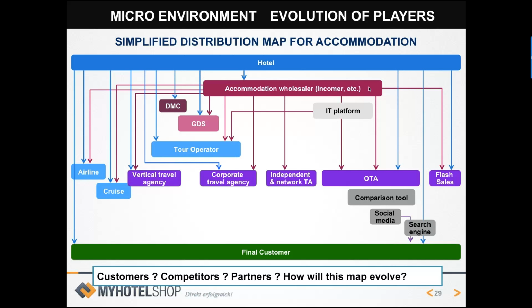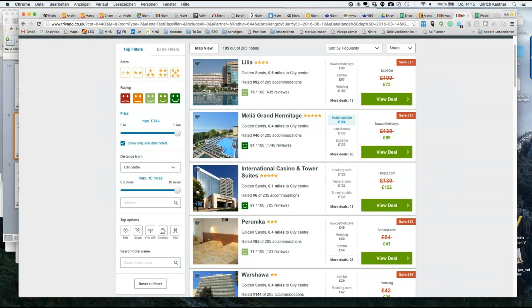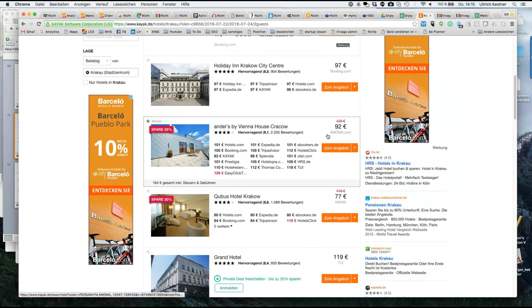So now we have a lot of hotels that are approaching us, and the first thing they want to know is who's behind these platforms. So if you go back to, for example, Trivago and you say, okay, low-cost holiday, or like here on Kayak when you see Amoma, who's behind Amoma?